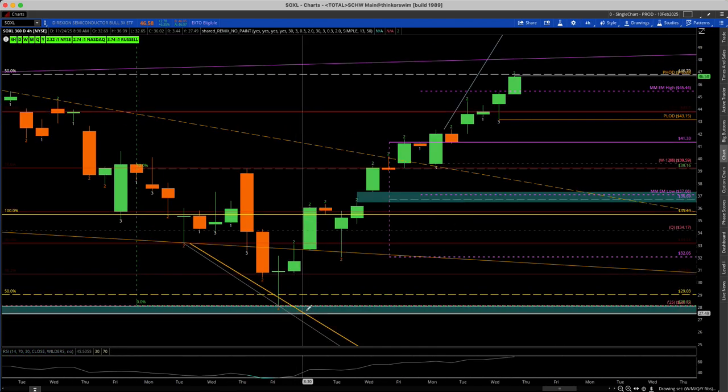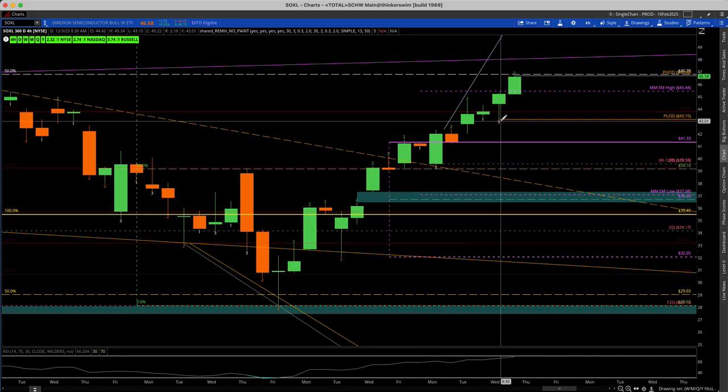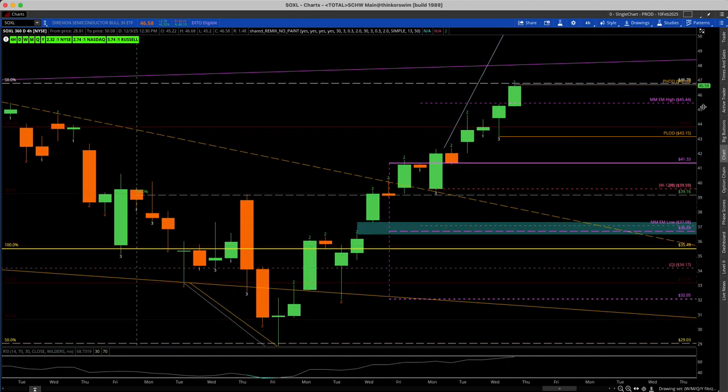4 hour, same type of thing. We had a solid higher low here, soft higher low here, another soft higher low here. And that's kind of what's playing into our being wary of being too long in the short term, right? We're coming into some major levels.